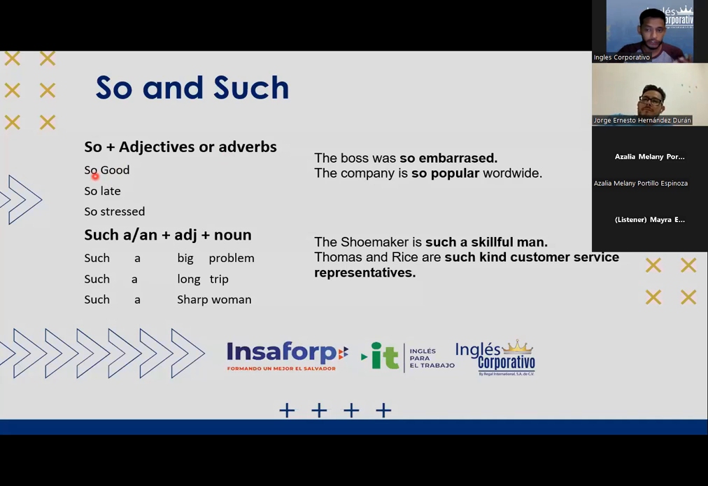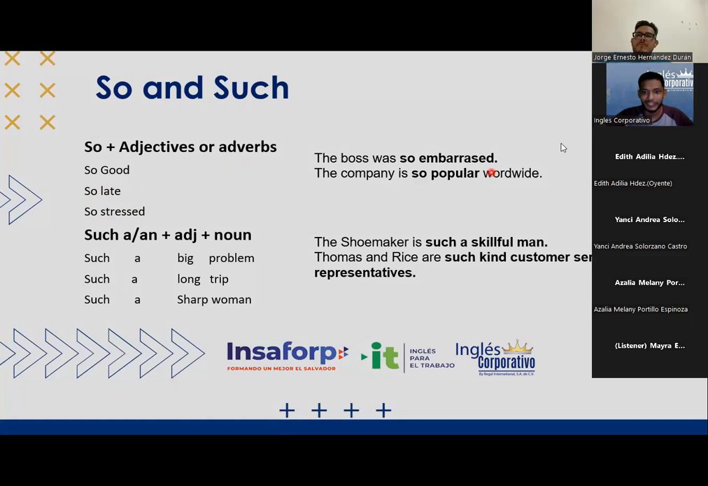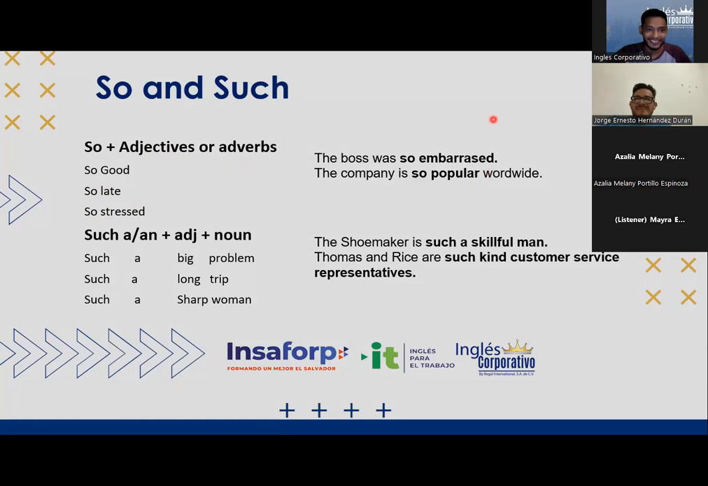Los tamales de elote son muy buenos. So good. The movie was so good. La película estuvo muy buena. So late. Muy tarde. Jorge goes to work so late. That's an example, right? Ese late puede ser un adjetivo o puede ser un adverbio. So late. So stressed. We are so stressed. Okay, so plus adjectives and adverbs.